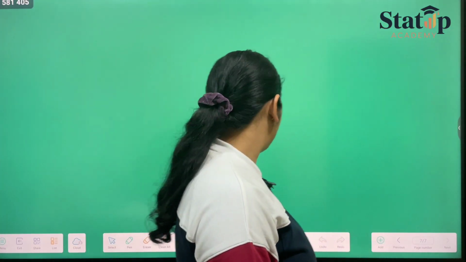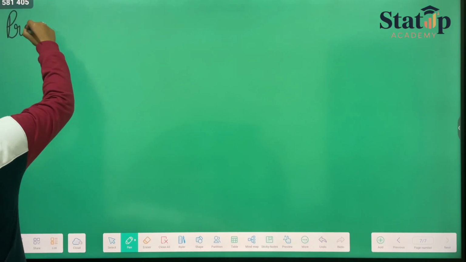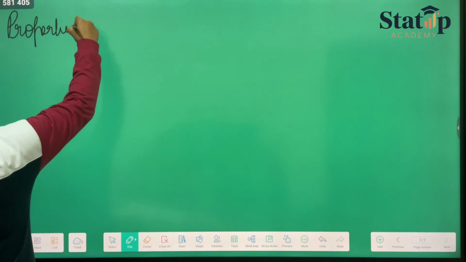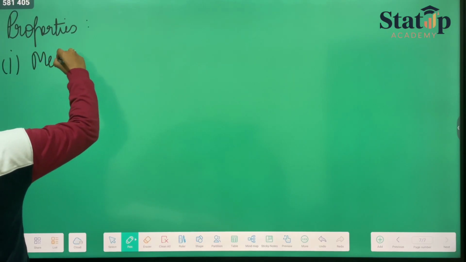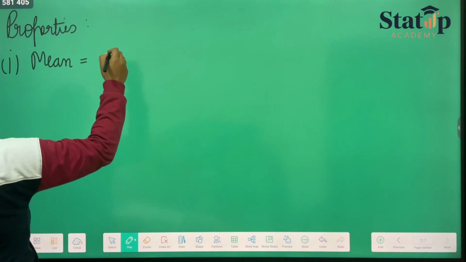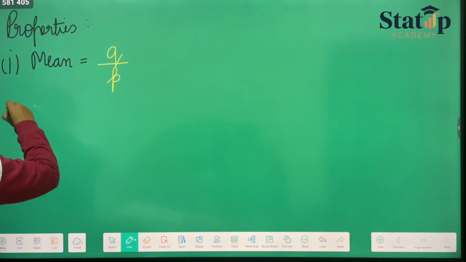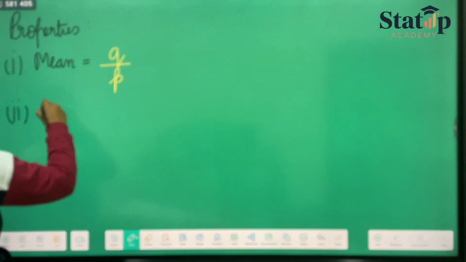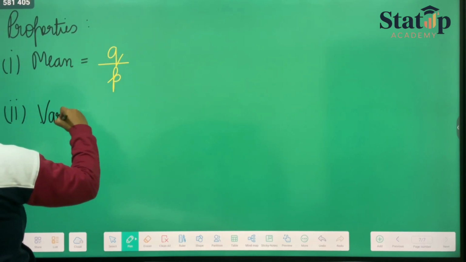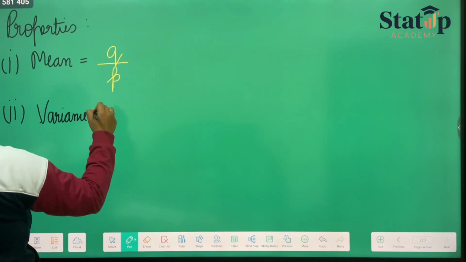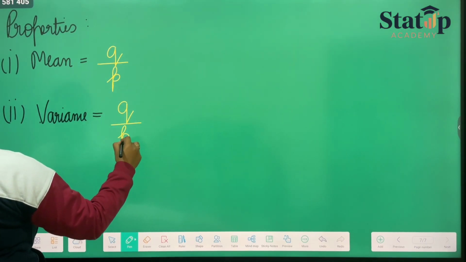Now moving forward to the properties of this distribution. There are not many properties, some of them we'll be doing. The first property is mean. Mean of this distribution is Q upon P. Second property is variance. Variance of geometric distribution will be Q upon P square.